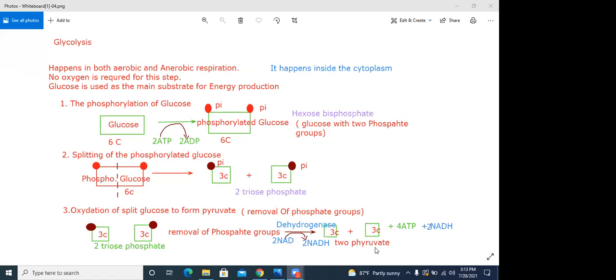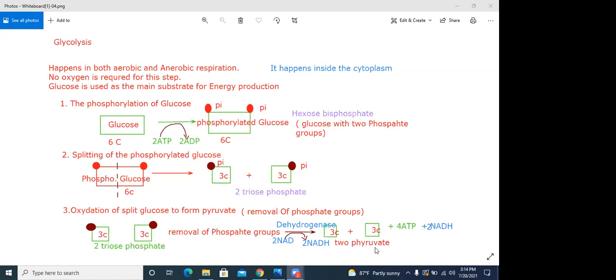So this is what we discussed. Yes, Rachel. When those two triose phosphate break, do they have free hydrogens as well? Yes, they have free hydrogen. Each time a phosphate group breaks, hydrogen is produced. Yes, exactly. Okay. Thank you, sir.